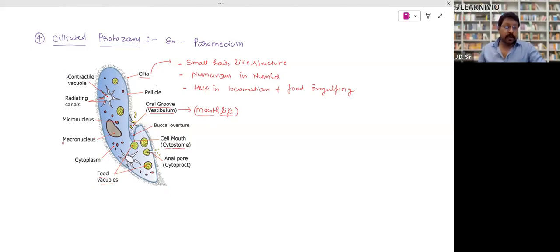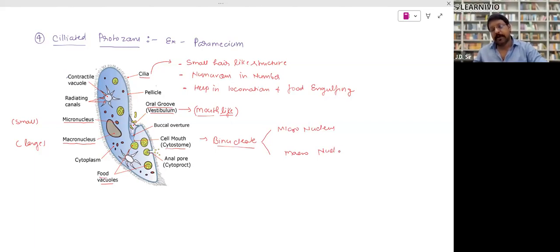You can see the most important thing: there are two nuclei, macronucleus and micronucleus, right? The micronucleus is the small nucleus, and the macronucleus is the large nucleus. It means the paramecium is binucleate, means it has two nuclei. So micronucleus and macronucleus.